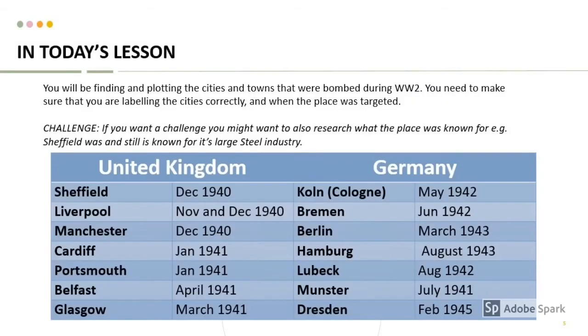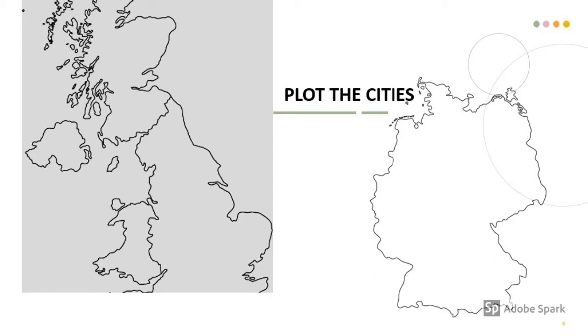In today's lesson, you'll be finding and plotting the cities and towns that were bombed during World War II. You're going to need to make sure that you are labelling the cities correctly and when the place was targeted. You'll see on this screen a table that shows all of the cities that were targeted in the UK and in Germany. On Microsoft Teams, you have got a worksheet that has both a map of the UK and of Germany. You'll see these on the screen now.